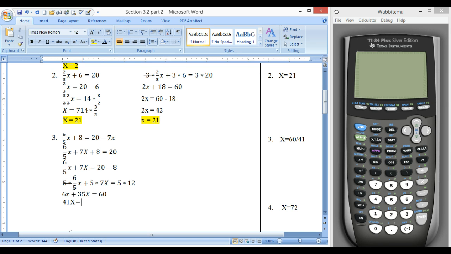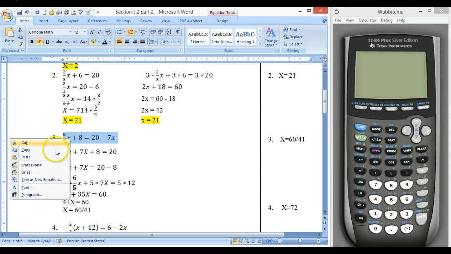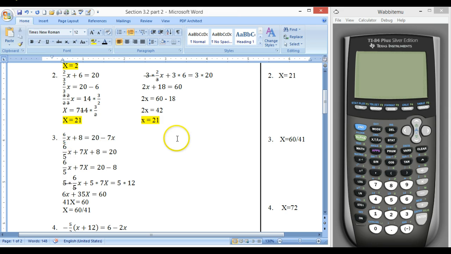41x equals 60. Divide both sides by 41. In this case, the 41 doesn't cancel out with anything, so I'm just left with x equals 60 over 41. All right, so that was the first way of doing it. The other way is to just get rid of the fractions right off the top.